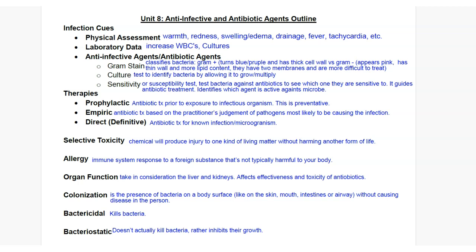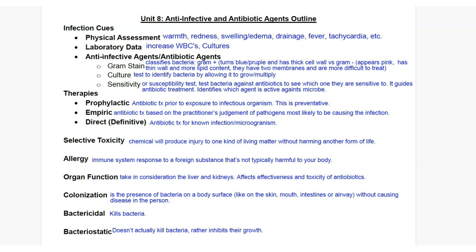So prophylaxis or prophylactic therapy is preventative treatment. On the other hand, sometimes we use the terminology empiric. So empiric therapy is basically when we use antibiotic treatment based on the nurse practitioner, the doctor, or the provider's judgment, based on the most common pathogen or organism that's likely causing that infection. So they have sort of an idea of what it could be, but they are not 100% sure.